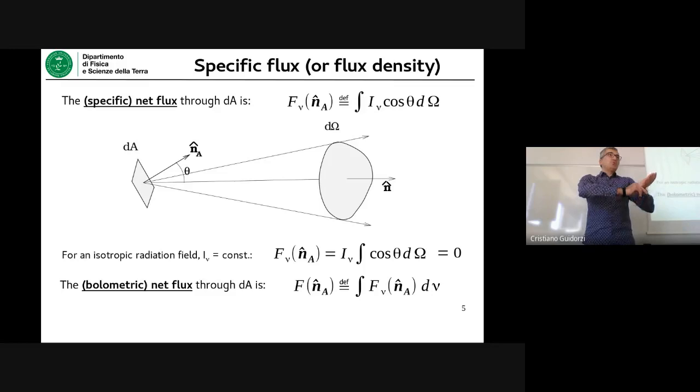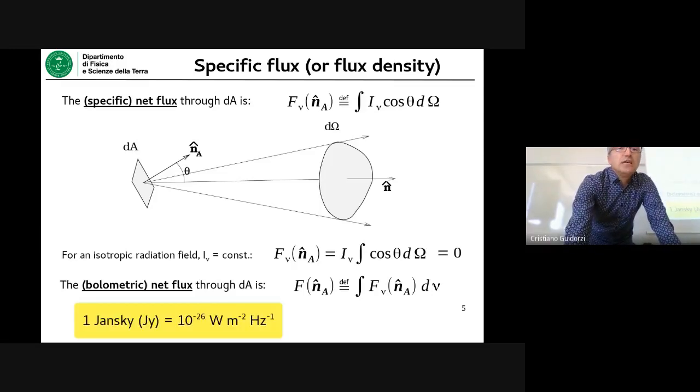You rotate the surface element you are considering, and as a consequence, both the specific flux and the volumetric flux can change in principle. That's why I explicitly wrote the dependence of both kinds of fluxes on the direction, on the orientation of the surface.